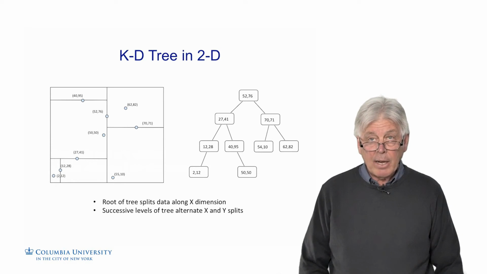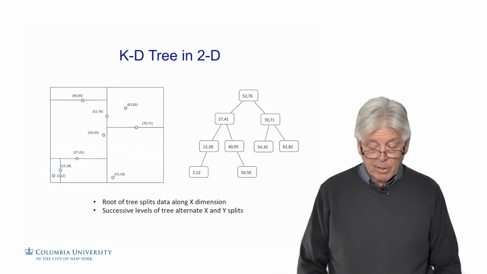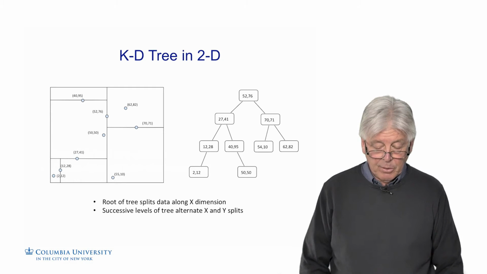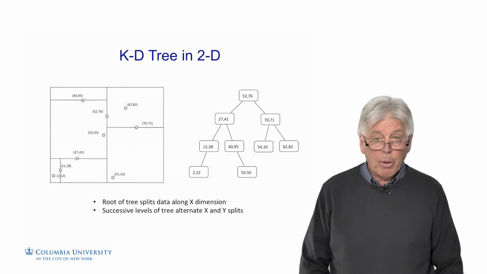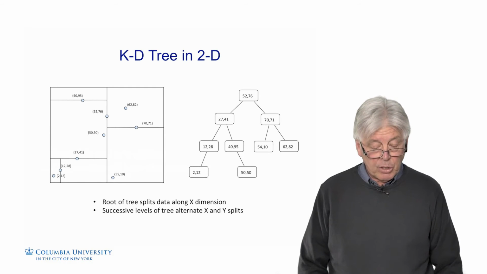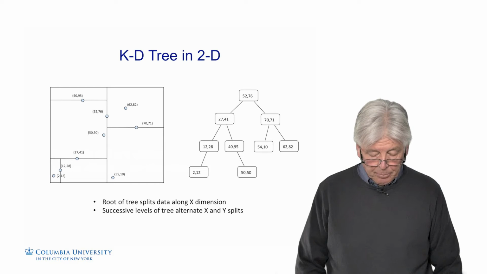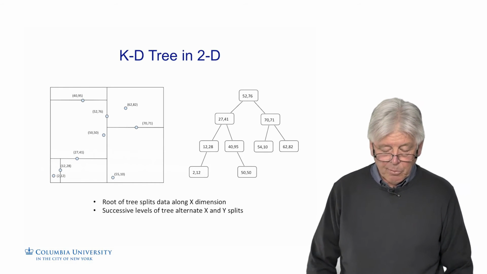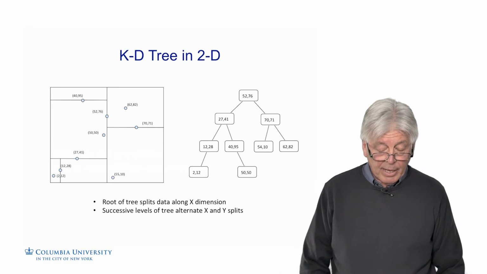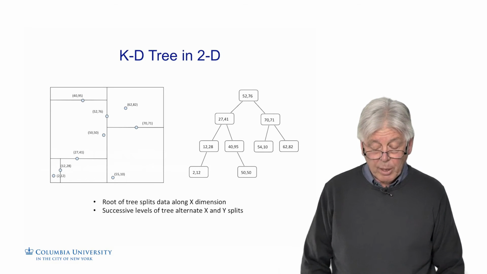At the next level, as we go down each level, we alternate splitting on the x and the y dimensions. The next level, we split on y. So on the left branch of the tree, where we have 52,76, we go down to 27,41, and now we're going to do a split on the y dimension. You can see that we try to split in the middle of the region, so we have as many above and below. So for 27,41, everything on the left part of the tree has a y value less than 41. On the right, you have everything greater than 41.